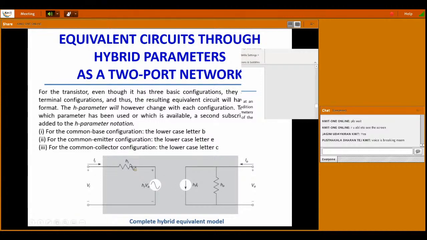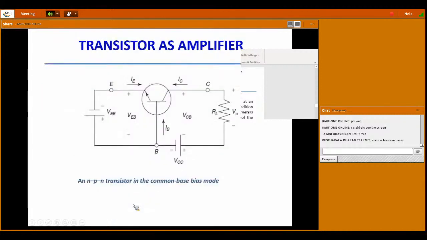Now, after the first letter h, if I mention the second letter e, then this is the hybrid parameter model for the common emitter configuration. If I mention the second letter with a b, that indicates the hybrid equivalent model for common base. And if I mention the second letter with a c, then it is the common collector configuration.